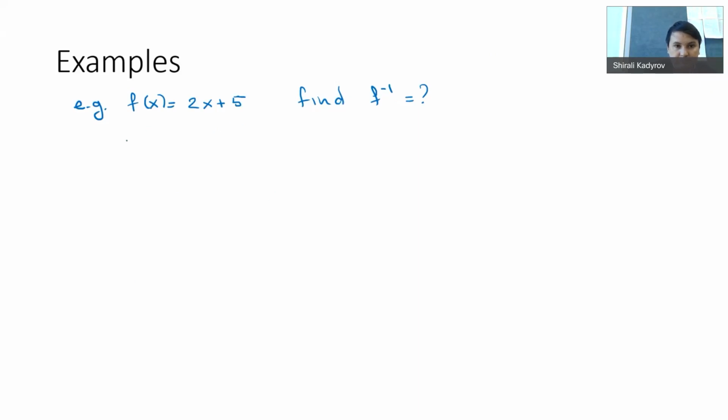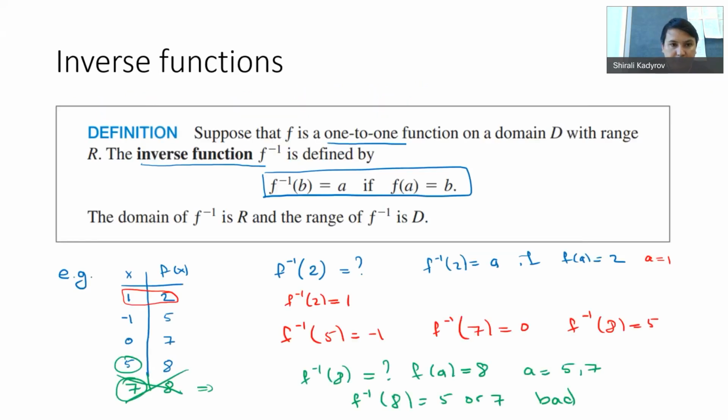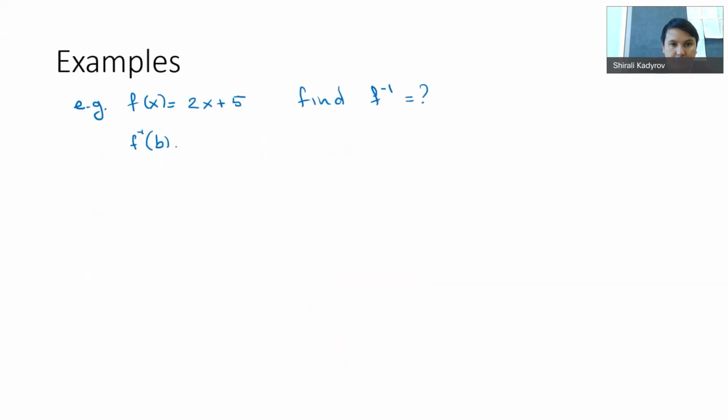So basically, what we know is, f inverse of, let me use the same notation, f inverse of b is equal to a if and only if f of a is equal to b, right?